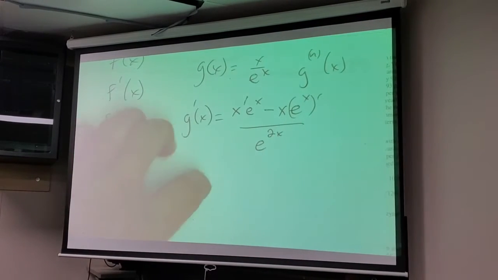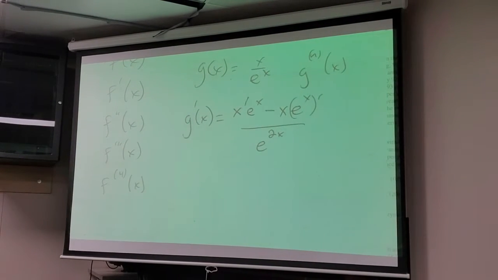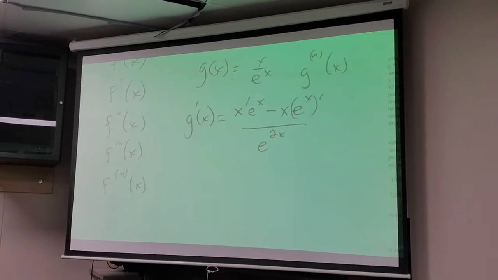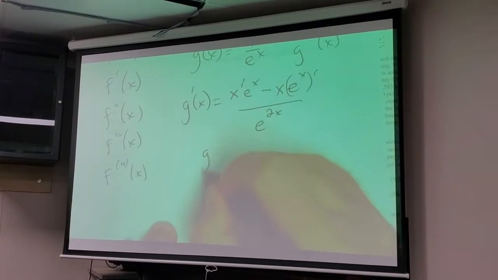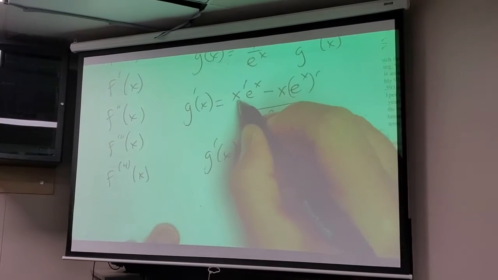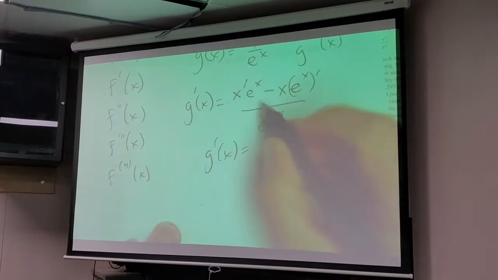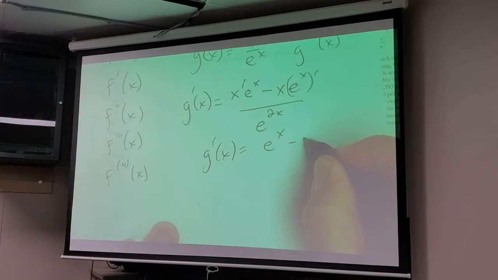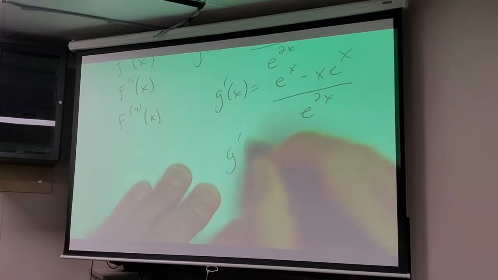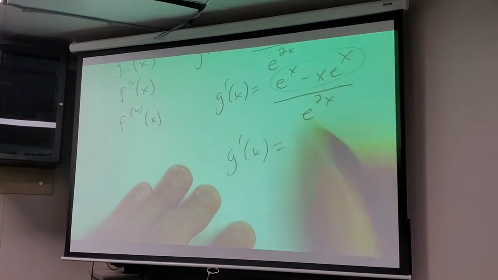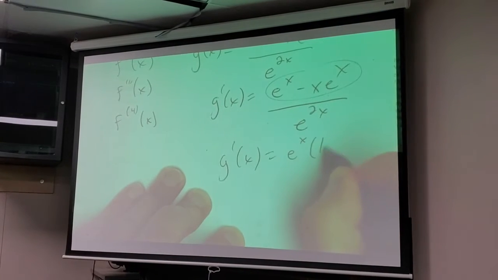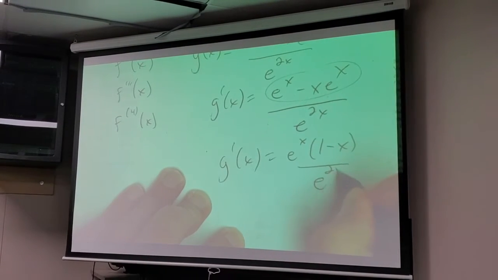Are you guys good with that? e to the x squared, I multiply exponents, right? Okay. So then what does that become? What's x prime? 1. So I get e to the x, and of course, what's the derivative of e to the x? e to the x. So I get g prime. What can I do with this? Factor out an e to the x, and I get left with 1 minus x, right?